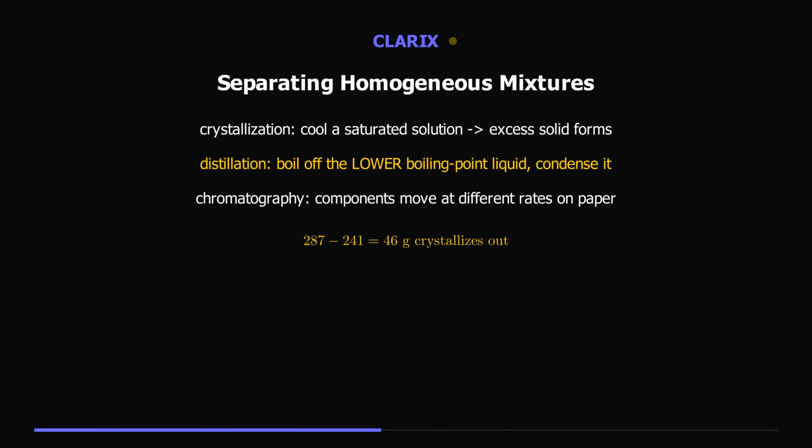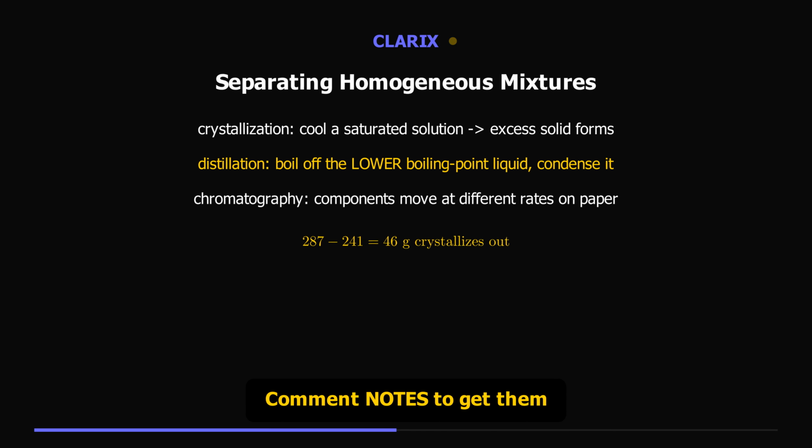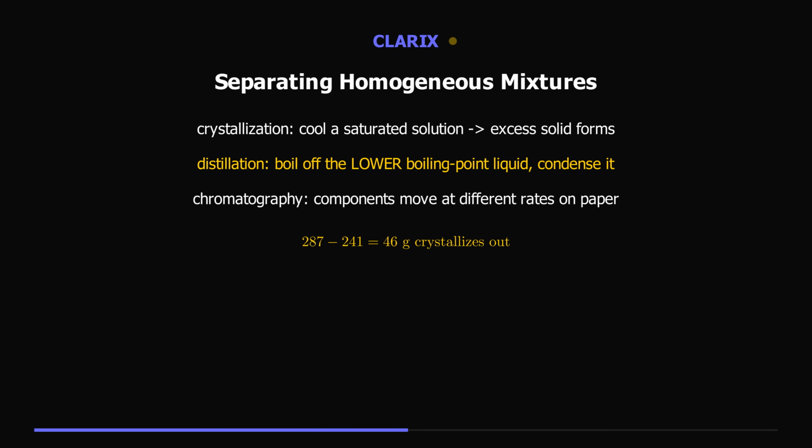For example, if a saturated solution holds 287 grams of a compound per 100 grams of water at 60 degrees, and solubility drops to 241 grams at 40 degrees, then 287 minus 241 equals 46 grams crystallizes out on cooling. Distillation separates liquids by their differing boiling points.